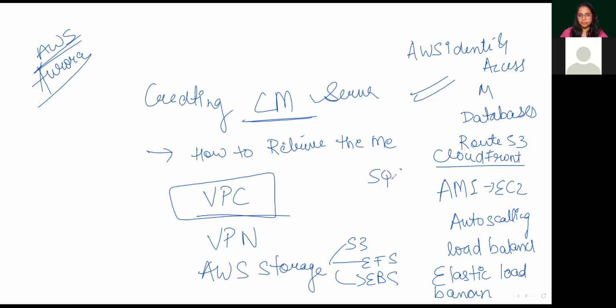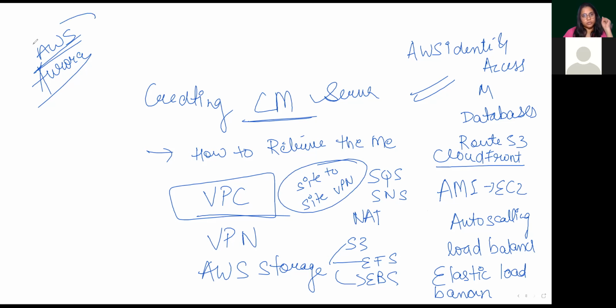SQS is already seen. SNS we have already seen. If you want me to show you an example of NAT, you can see. Otherwise, there is one very good lab: site to site VPN connections, which means connecting two sites using VPN. This is also good, so we can have all this. And AWS Aurora we can have after that, because it is a completely different topic.